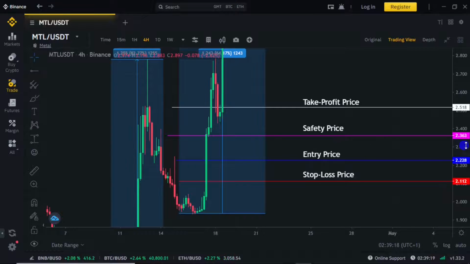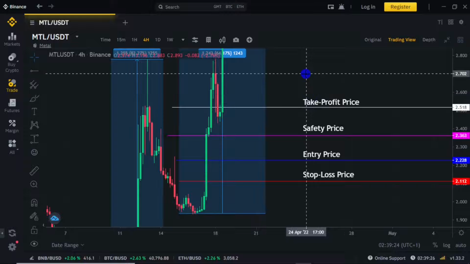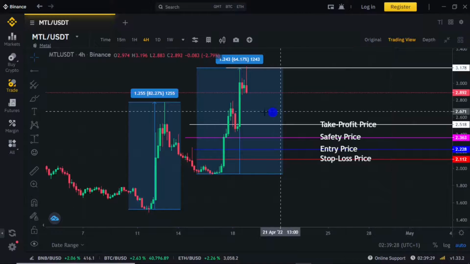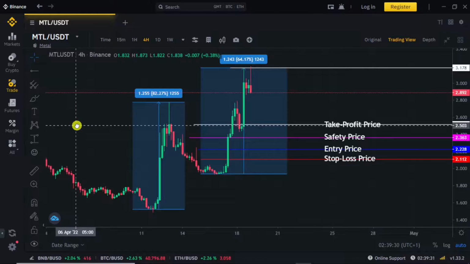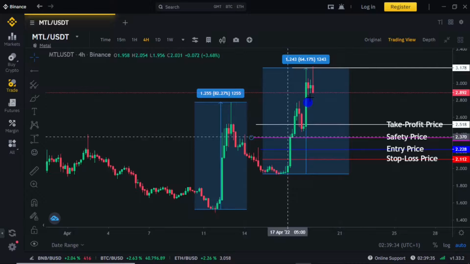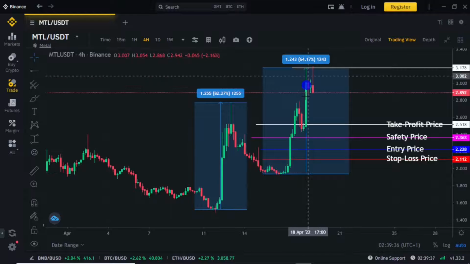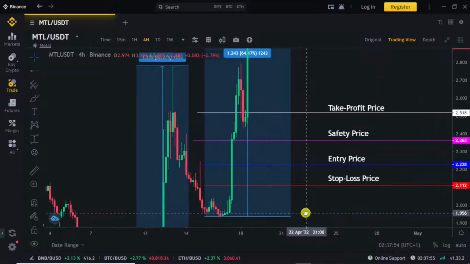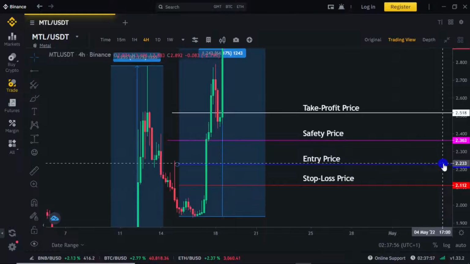$2.3633. Finally, it's time to monitor the volatility of price action on the most current bullish trend section of the MTL USDT cryptocurrency pair before you click that buy button. Remember to be very selective before clicking that buy button, because most cryptocurrency price action can be very volatile and manipulative when they approach the 15% entry price.